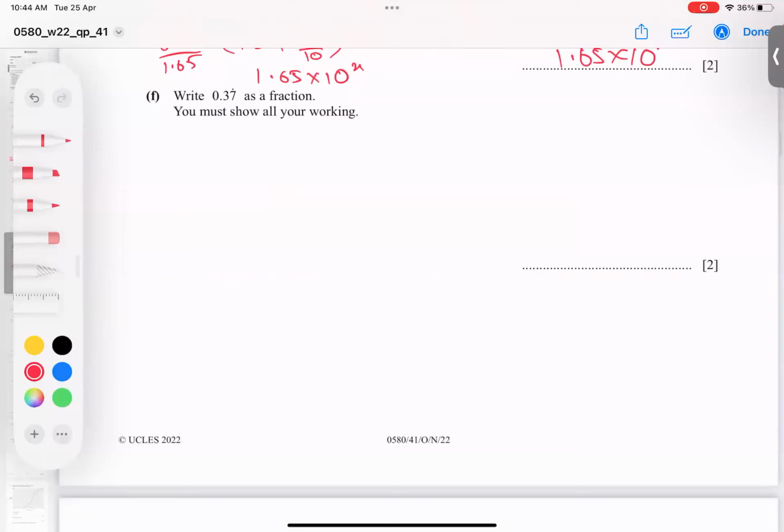This is the fraction form. So 0.37 with a dot on top means 0.3777, continuing forever. I multiply with 10, so the decimal will jump here. So multiply with this 10. I assume this is x. Multiply 10 on both sides, I get the decimal jump here, as I said before.